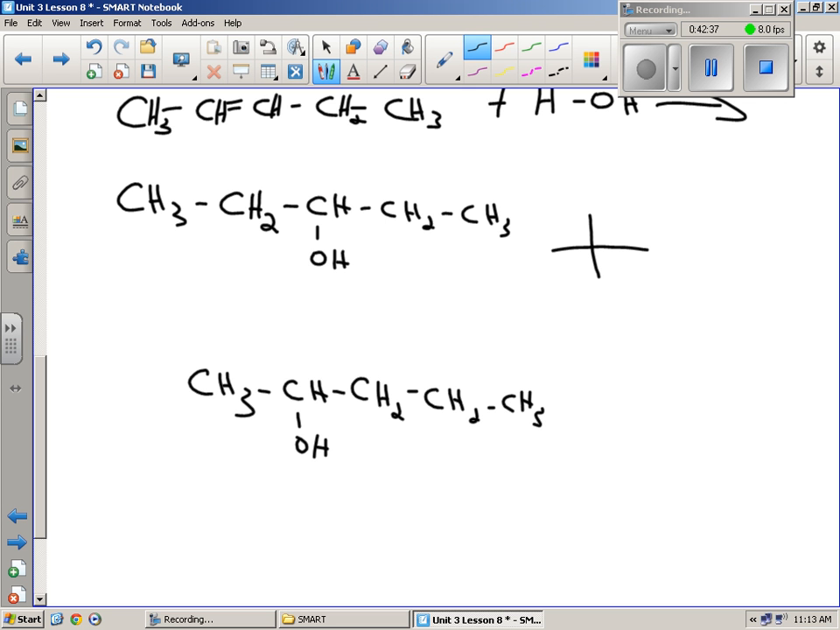Okay? So those two are of course different. They have different names. You can't flip this one around and get the same name. This is called pentan-3-ol, and this of course is called pentan-2-ol. Okay? So you need to obviously make sure you guys, when you're done drawing them, include the name that goes with them as well. Okay? So pentan-2-ol, pentan-3-ol.